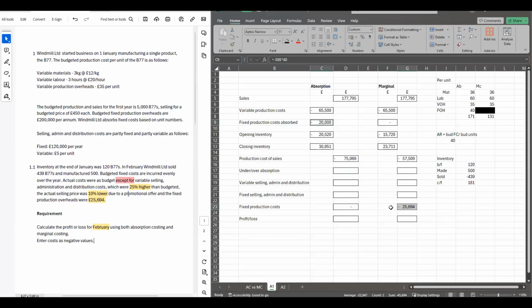So of course here the figures are fairly nice. I can just do this in my head, but of course if we absorb 20 but the actual cost was 25,694, we've clearly under-absorbed because the cost is too low. So therefore, we need to put an additional cost in here, i.e. a negative number, so that when I do this box plus this box, it agrees to this box.